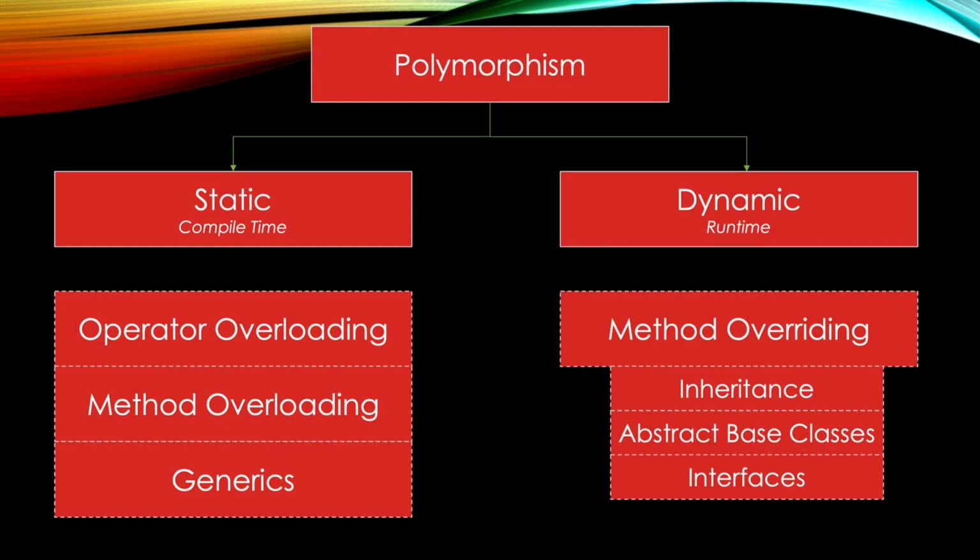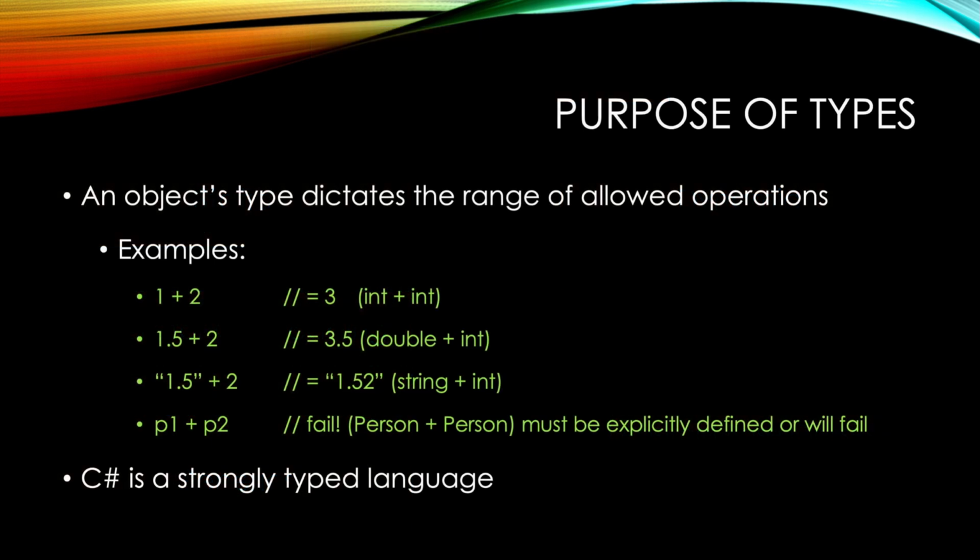C# supports two types of polymorphism, static and dynamic. Static polymorphism, otherwise known as compile-time polymorphism, is enabled by the language features operator overloading, method overloading, and generics. Dynamic or runtime polymorphism is all about method overriding, and the language features that enable that are inheritance, abstract base classes, and interfaces. An object's type dictates the range of allowed operations.